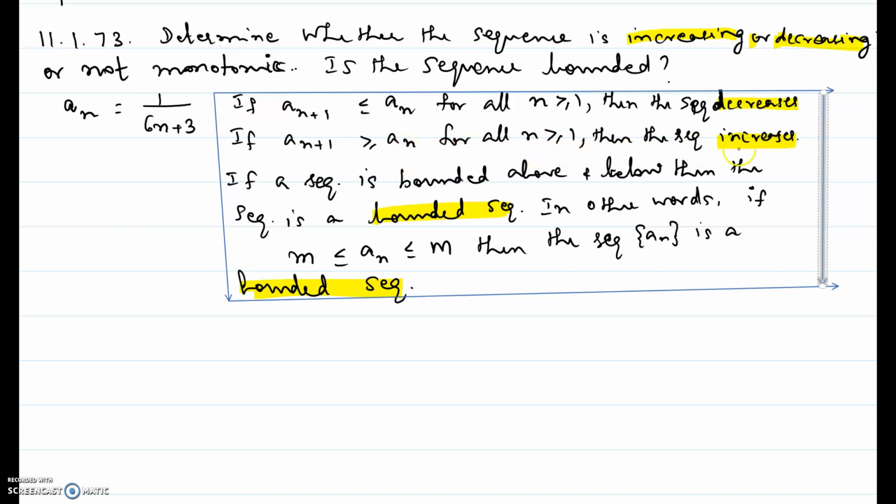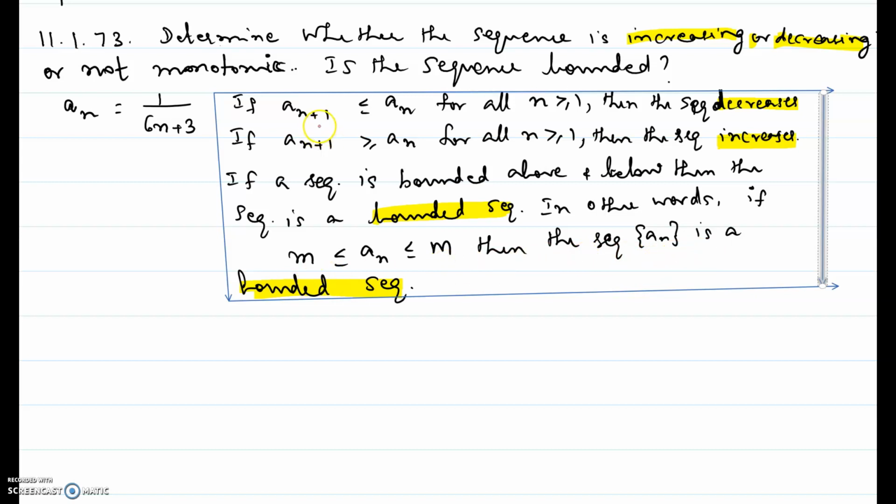the sequence is increasing. If a sequence is bounded above and bounded below, then the sequence is a bounded sequence. In other words, if a sub n, the nth term, lies between two numbers, lowercase m and uppercase M, then the sequence a sub n is a bounded sequence.